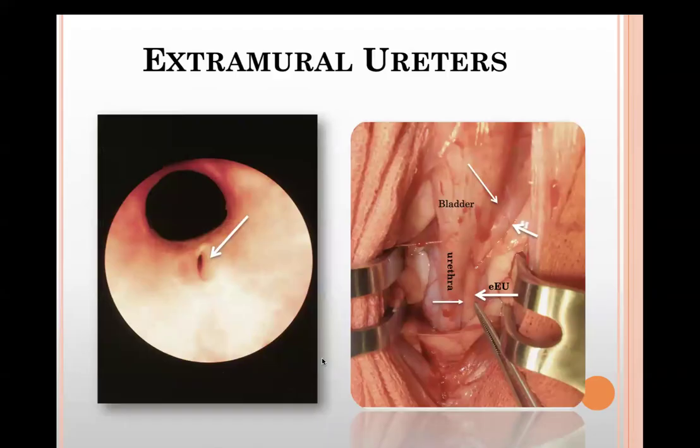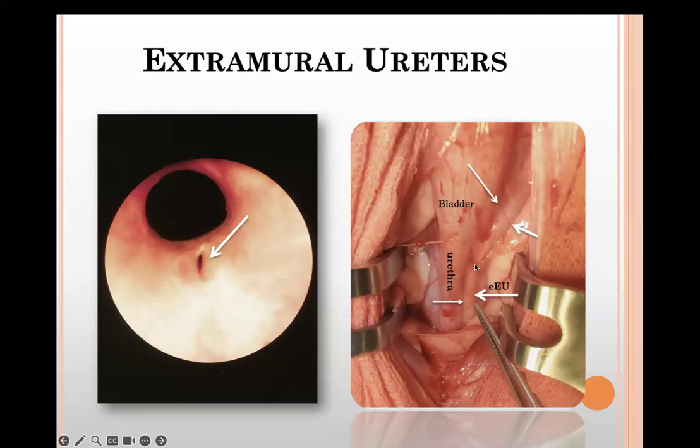So again, when we use an endoscope to look up through the urethra into the bladder, we see an opening of a displaced ureter, as you see here. That's great, but that doesn't tell us exactly that it's ectopic. We're only seeing the opening there.